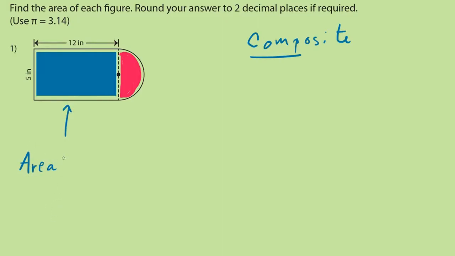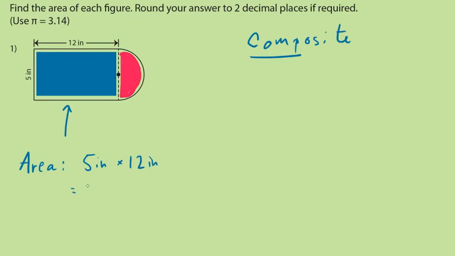I call it a semicircle because it is part of a circle, about half of a circle. In fact, I would go as far as to say that that is exactly half of a circle. So what we're going to do is split this problem up into two parts. The first part that I'm going to deal with is the blue rectangle.